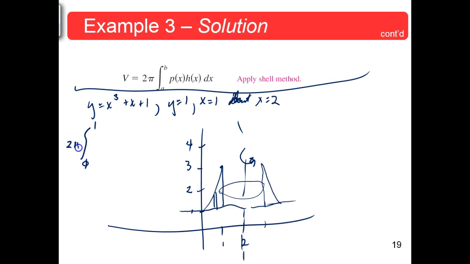You got the 2 pi to give you the circumference of your radius, and your radius is 2 minus x. Here is your radius. This is what's being revolved around. Okay? 2 minus x, because this is x right here. The height of this is your function here, x cubed plus x plus 1, and then your thickness is dx. Okay.